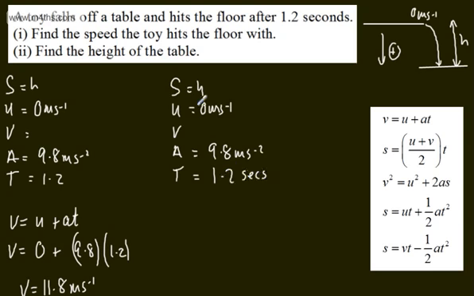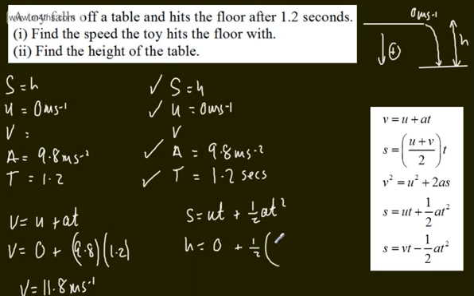So let's have a look what we want. We want this right here. I've got to find the h, which is s, I've got u, I've got a, I've got t. So if we look at this one, it's that one right there. So s is equal to ut plus 1/2 at squared. So subbing in, we can say h is equal to, and as soon as I stick 0 in here, it's going to be 0 plus 1/2 the acceleration, which is going to be 9.8 multiplied by 1.2 squared.